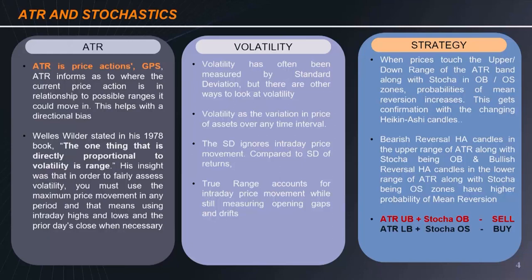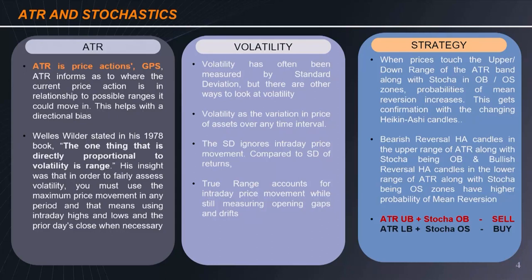So coming back to the theory part of it, ATR is like price action's GPS. It tells you where exactly the price is in comparison to the volatility taken into picture for the last few days. And instead of Bollinger Band, why ATR? Because the true range takes care of the gaps. That is also quite important if you're playing for a mean reverting kind of thing. And I have explained what the strategies are.